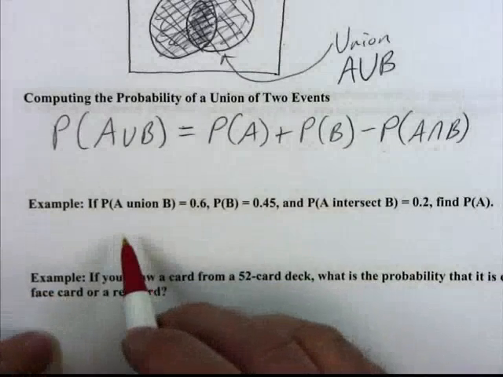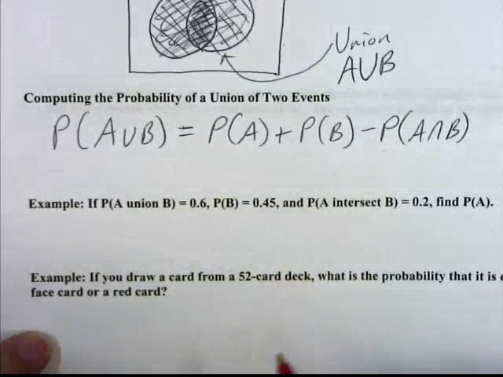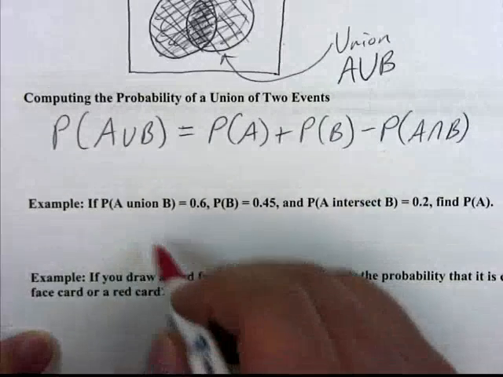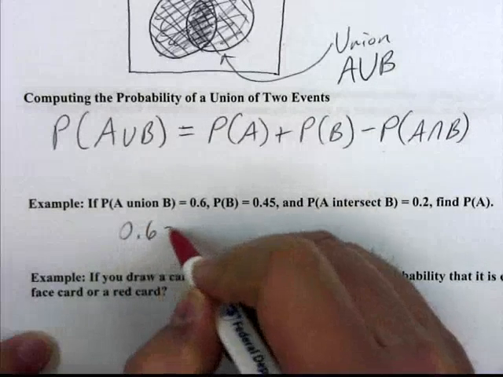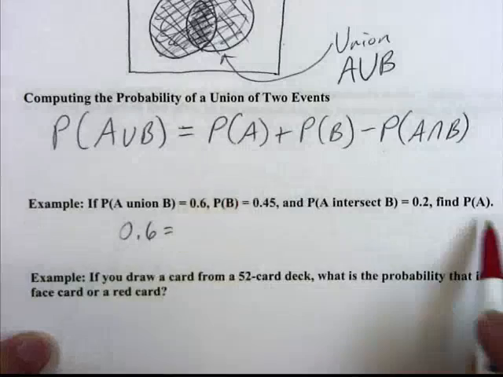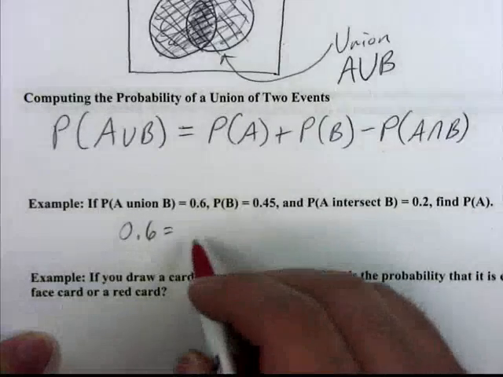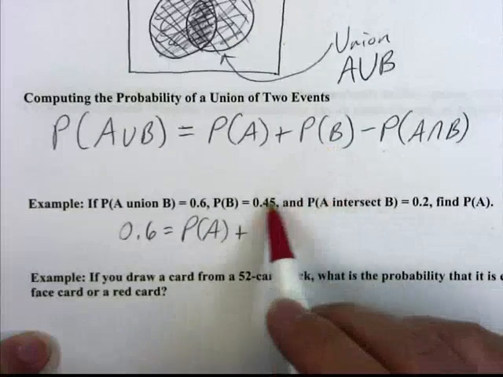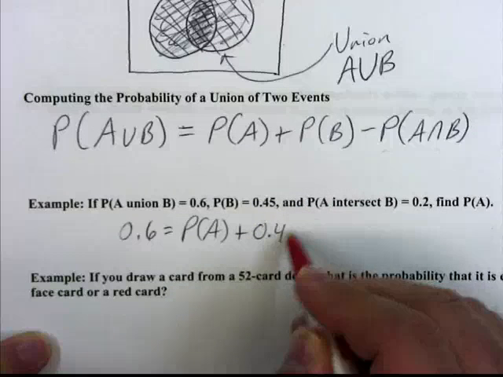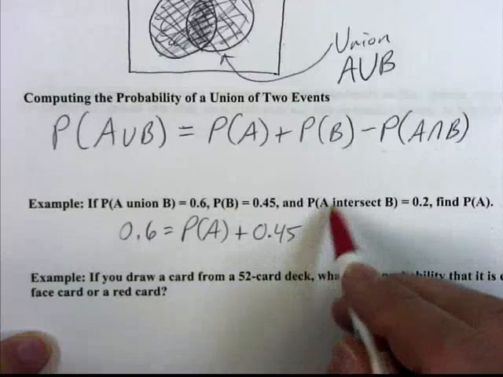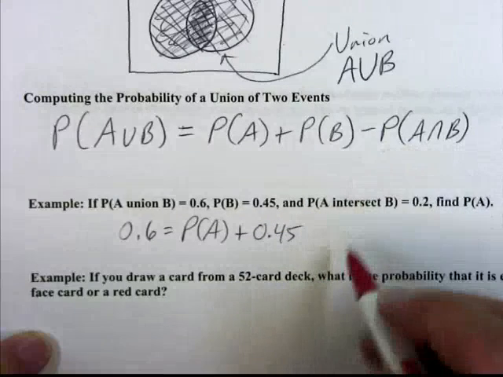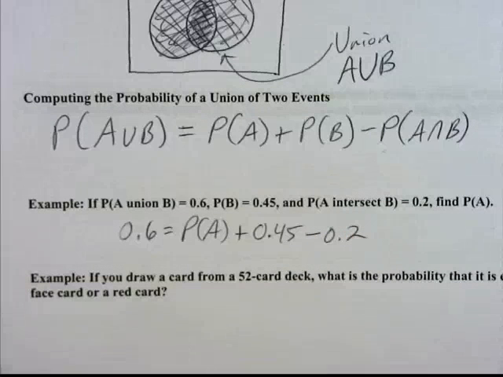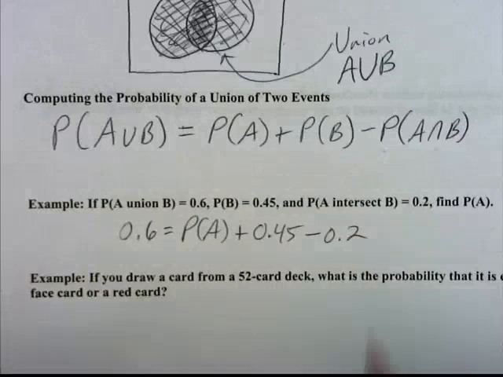So what we could do is we could take this formula and plug in what we know. So the probability of A union B, we know that is 0.6. The probability of A, we don't know that. That's our unknown. So I'm just going to put probability of A. Probability of B, we know, is 0.45. And the probability of A intersect B is 0.2. And then we can solve that for probability of A.